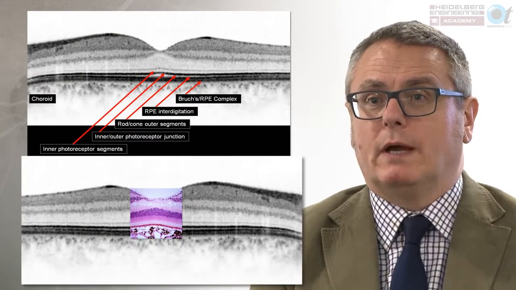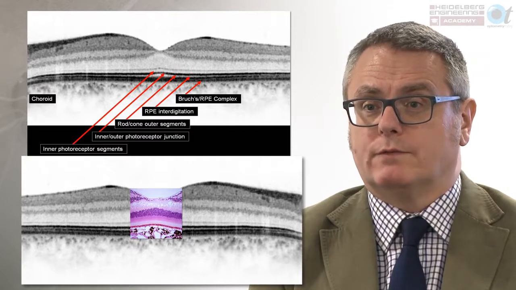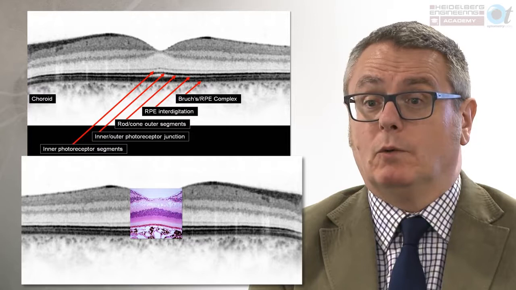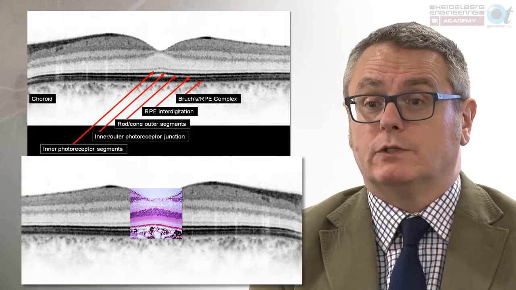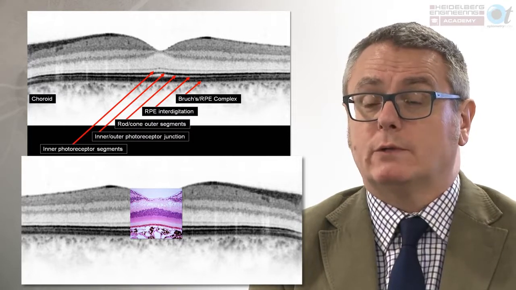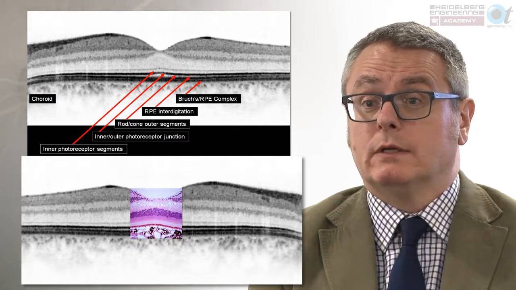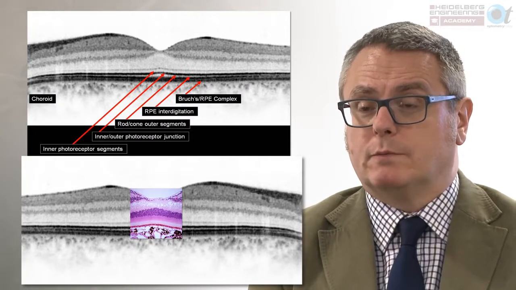Taking what we knew about the histology of the eye and working our way back in, we came up with the following classification. Going from retinal pigment epithelium Bruch's membrane complex to the RPE photoreceptor interdigitation, sometimes referred to as the cone outer segment tips or rod outer segment tips, then the outer segments of the photoreceptors, the inner outer segment junction, and finally the inner photoreceptor segments.